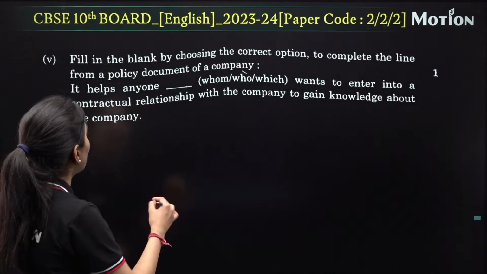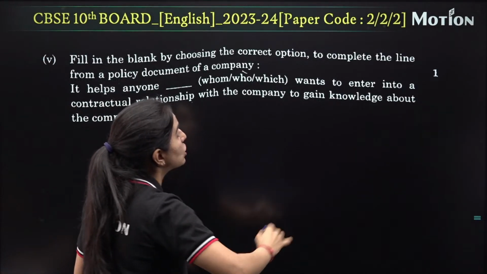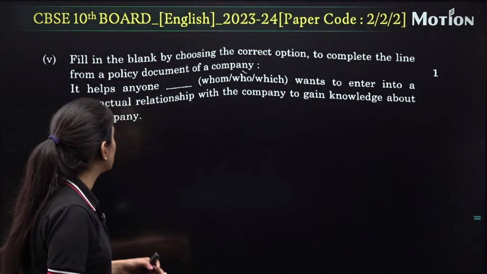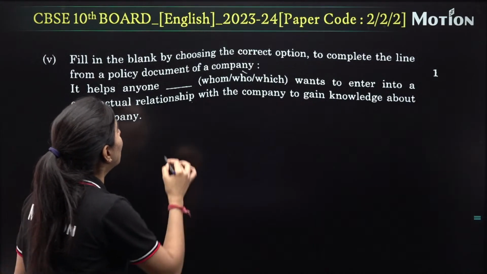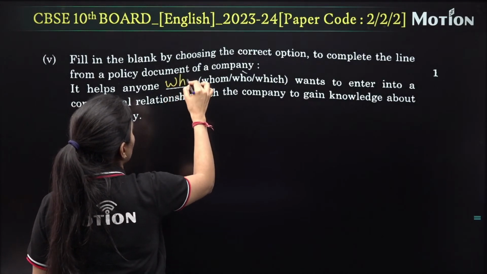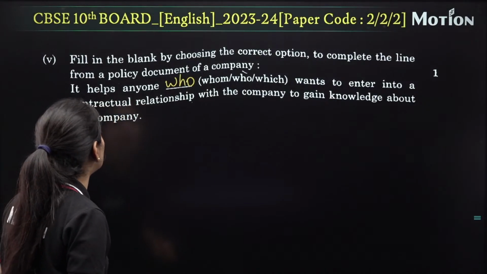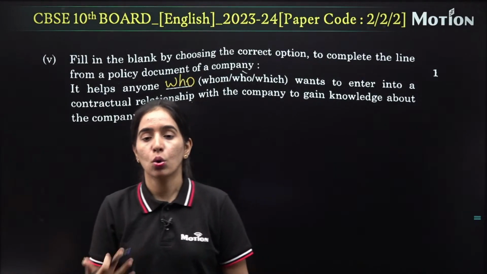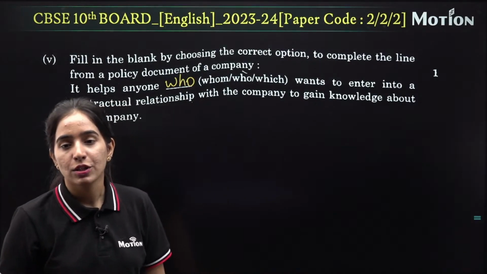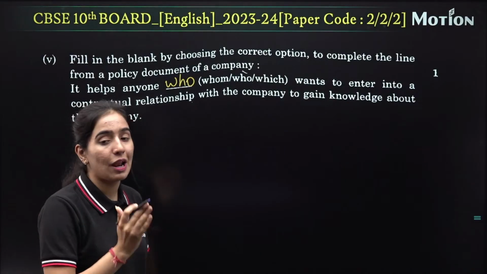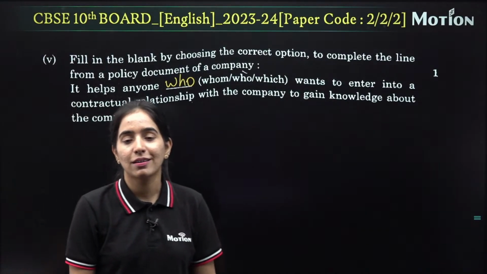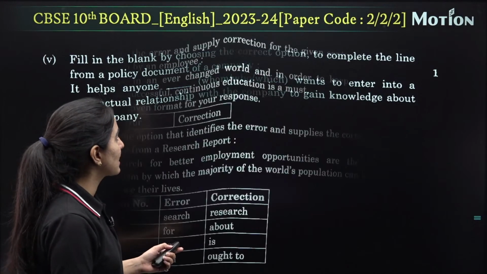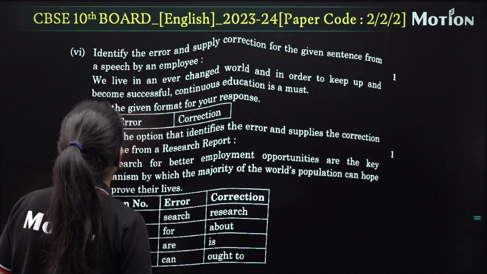Next question. It helps anyone who, whom or which wants to enter into a contractual relationship with the company to gain knowledge about the company. The correct answer would be: it helps anyone who wants to enter into a contractual relationship. When we are talking about a person, we prefer using who, not which. I hope that's clear to everyone, and I hope you all have selected the same thing in your answer sheets. Now let's move to the next question.